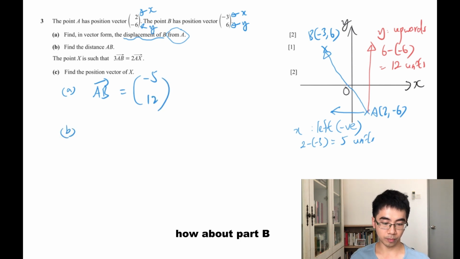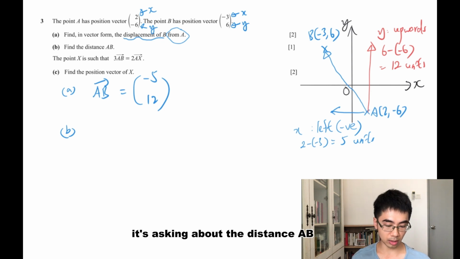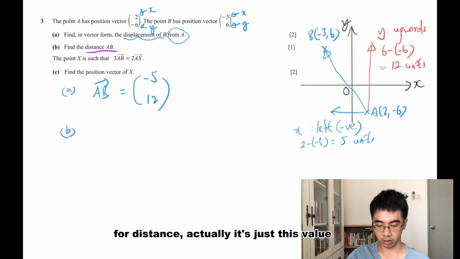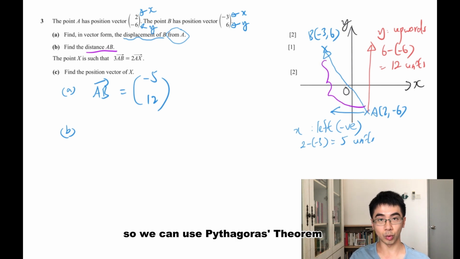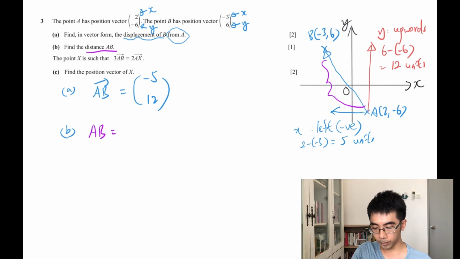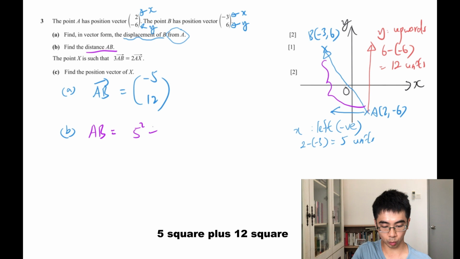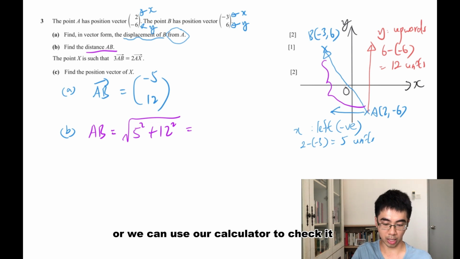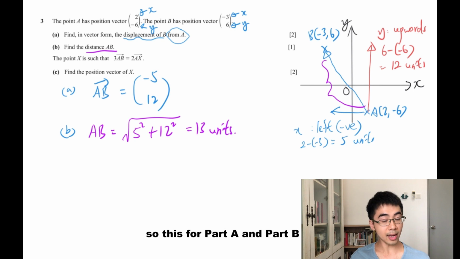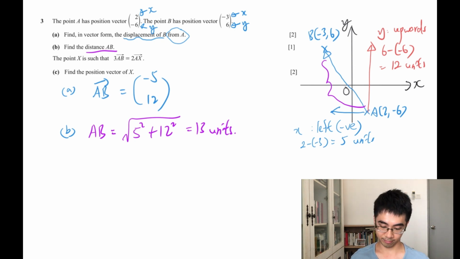How about part B? It's asking about the distance AB. For distance, actually, it's just this value. So we can use the Pythagoras theorem, and then we know that AB should be the square root of 5 squared plus 12 squared. So obviously it's 13, or you can use your calculator to check it. So it should be 13 units. So this is for part A and part B.